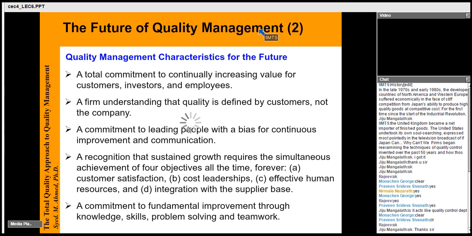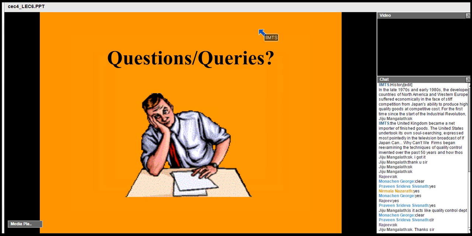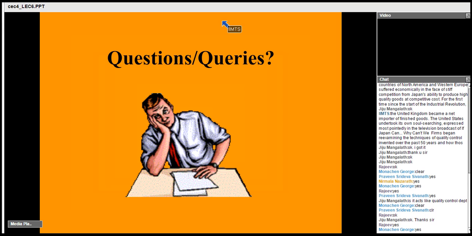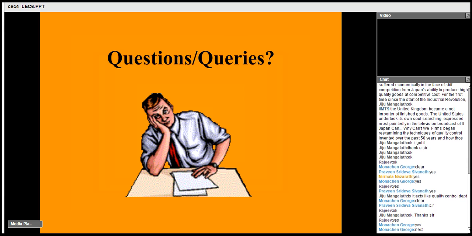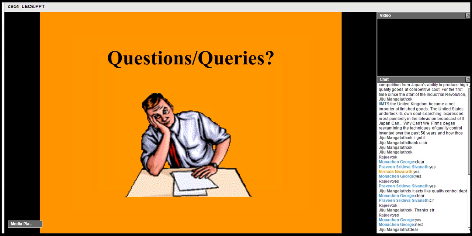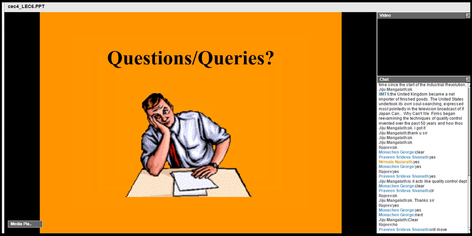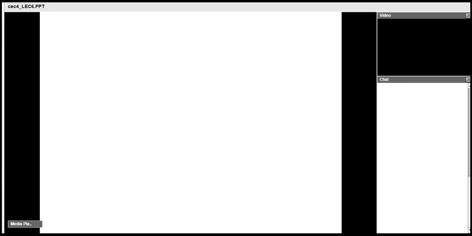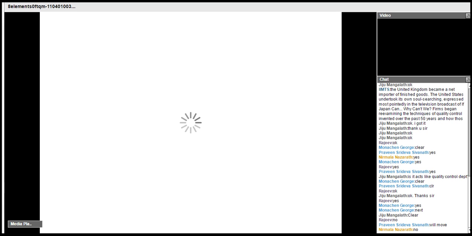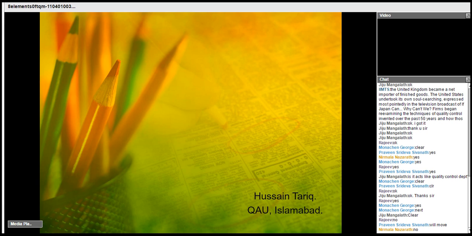Clear to all? Just moving ahead. So this brings us to the end of this slide. Any questions, any queries regarding this, or we can move on to the next slide. Anybody of you? Okay, so we'll move on to the next slide.